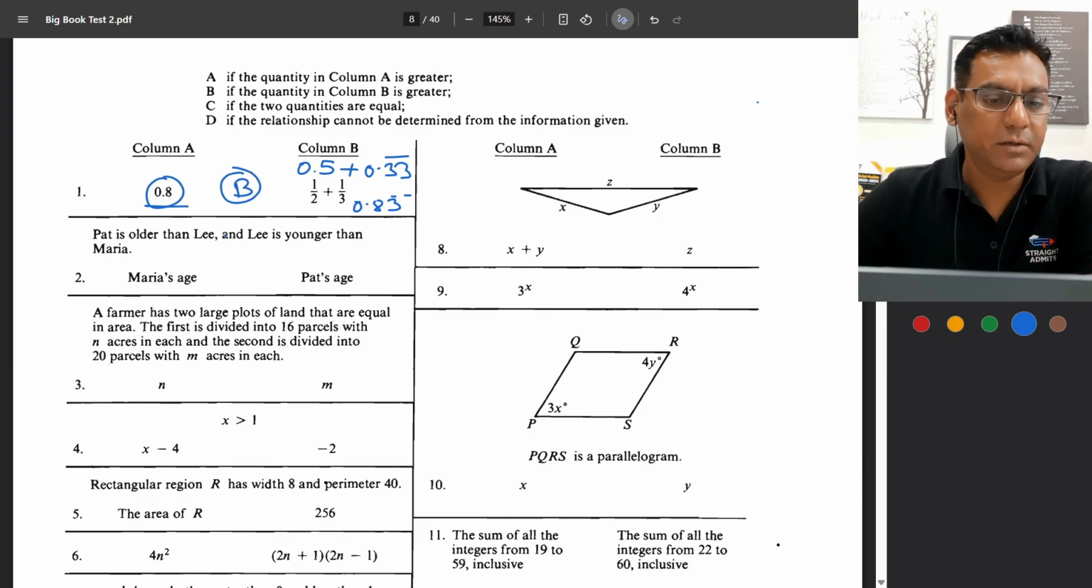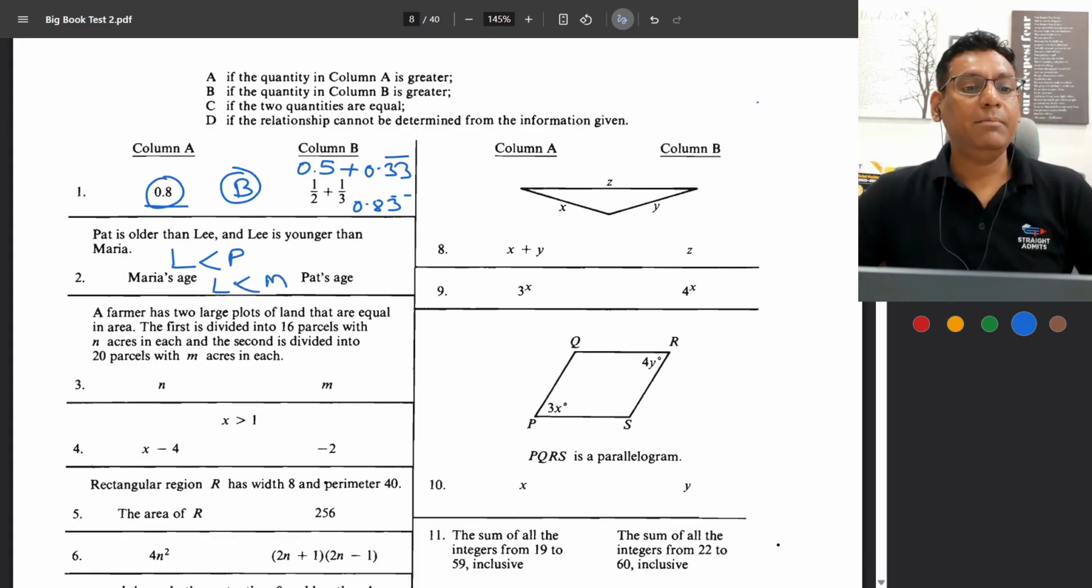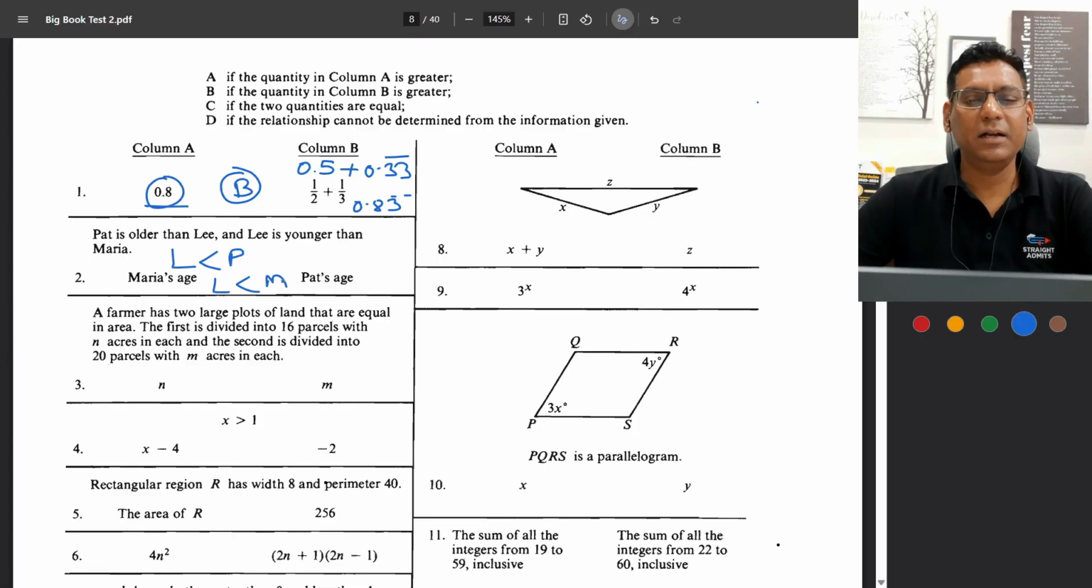Pretty straightforward. Okay, Pat is older than Lee, and Lee is younger than Maria. What is the relationship between P and M? That's what they are asking, right? We can't really say. For example, it could be 10, 8, and Maria could be 9, in which case she is younger than Pat, or Maria could also be 11, in which case she would be older than Pat. So we can't really determine. The answer is D.